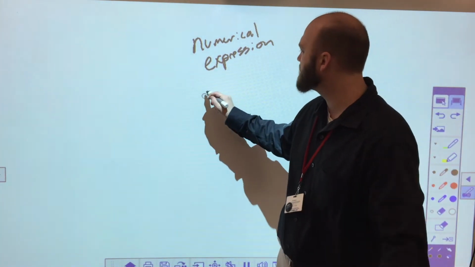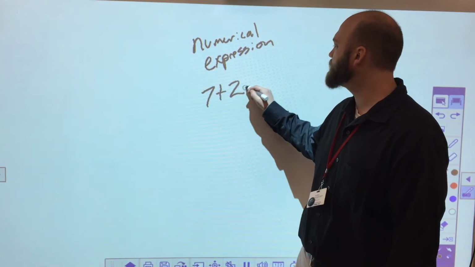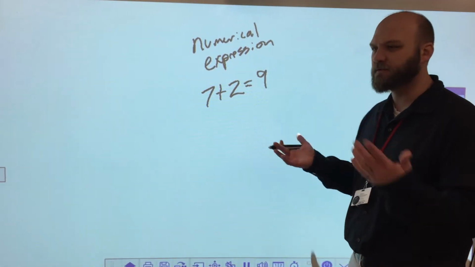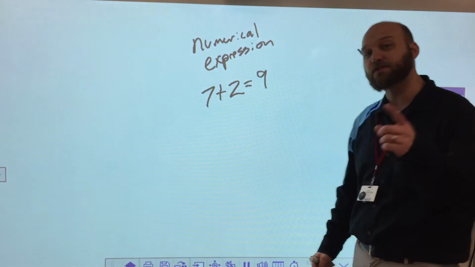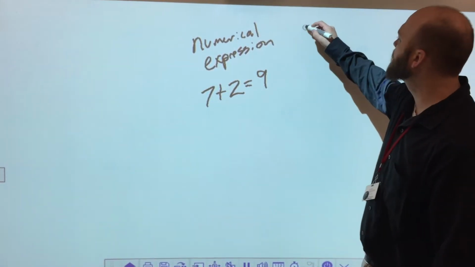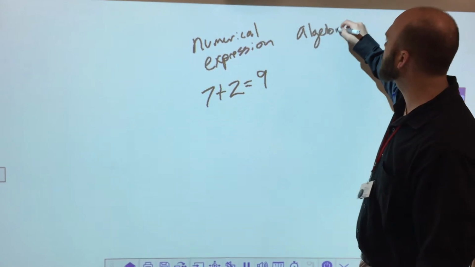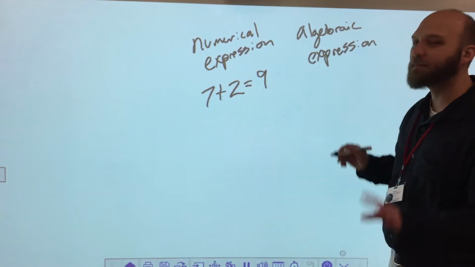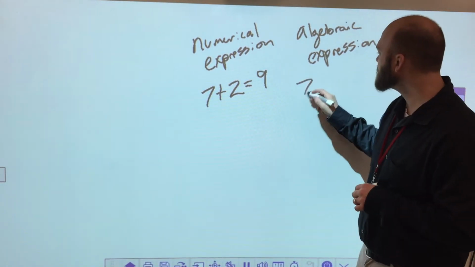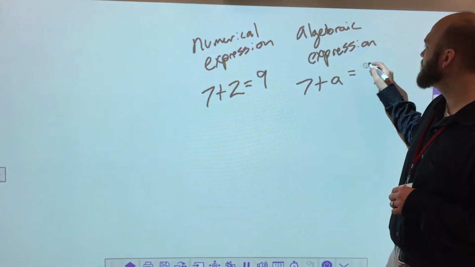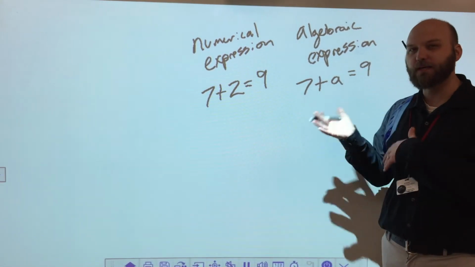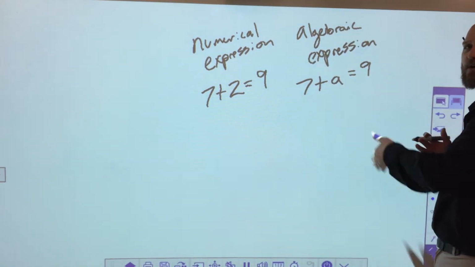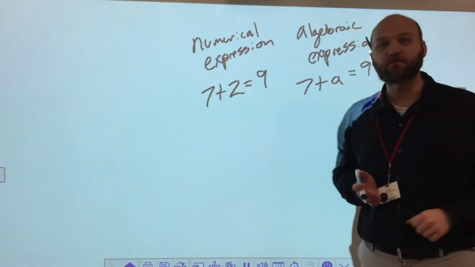So a numerical expression might be something like 7 plus 2 equals 9, right? And that's easy enough. You know, I say, well, yeah, Mr. W, I've done that for years and years, and you're absolutely right. But if I wanted to move to an algebraic expression, that might look something like this: 7 plus a equals 9. Now, we can see that they're essentially the same thing. 7 plus some number I don't know equals 9. And most people go, 7 plus 2 equals 9.